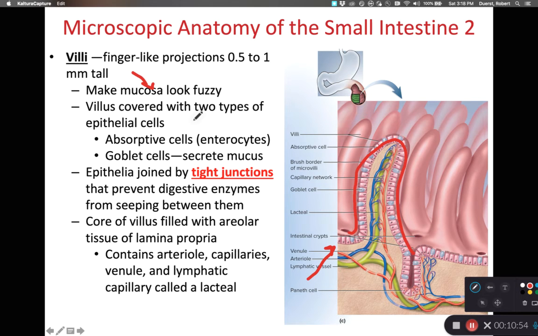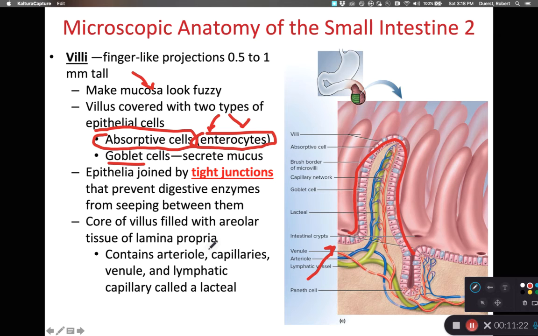There are two kinds of cells. We have the enterocytes. Enterocyte is kind of a generic term that refers to intestinal cell. A term I prefer more is absorptive cell. It's a descriptive term based on the function as opposed to the location of the cell. And then, of course, we have the classic goblet cells, which make lots of mucus. The epithelium of the small intestine is going to have a bunch of tight junctions to keep digestive enzymes in the small intestine.